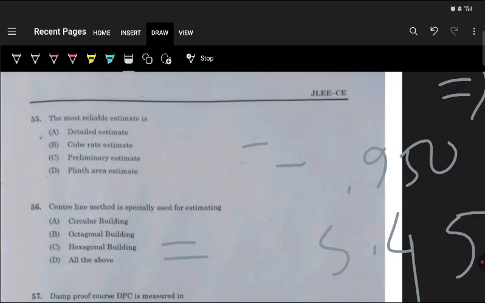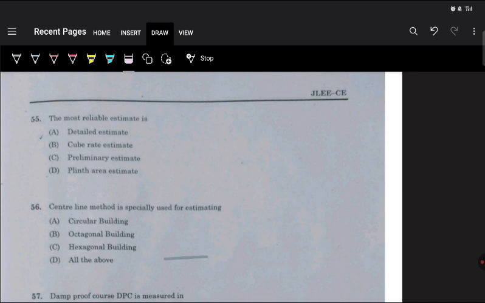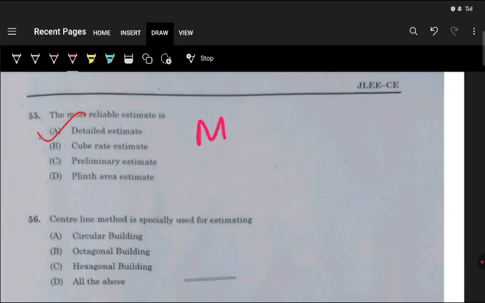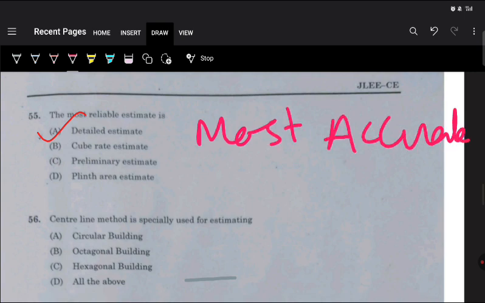Coming to the next question, the most reliable estimate is detailed estimate, right? Detailed is the most accurate estimate.